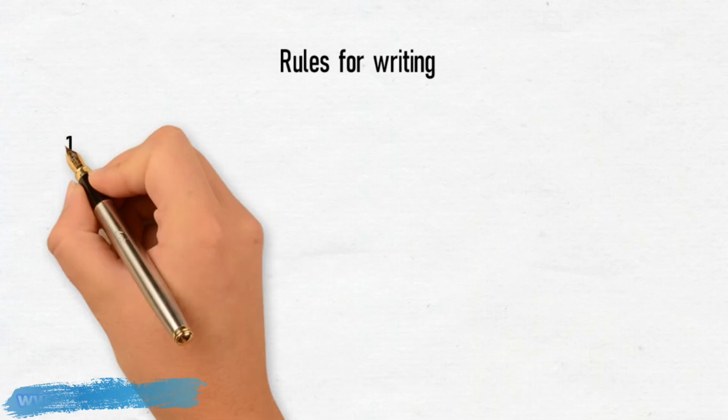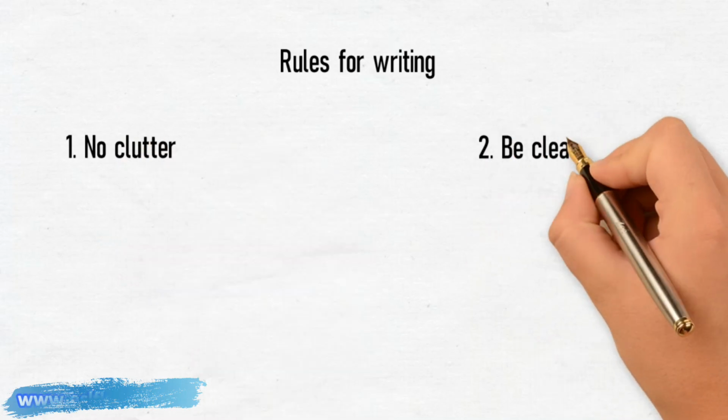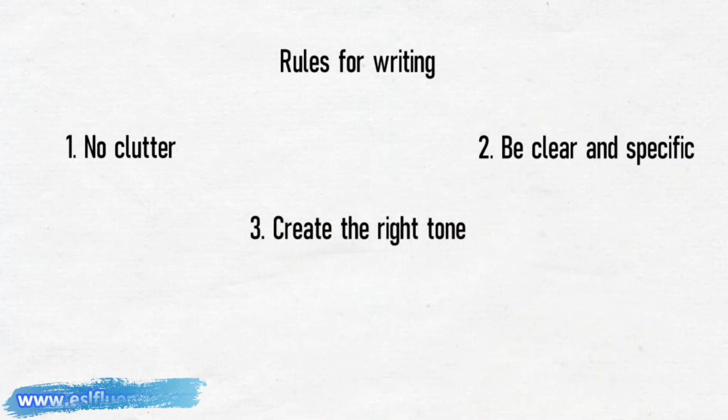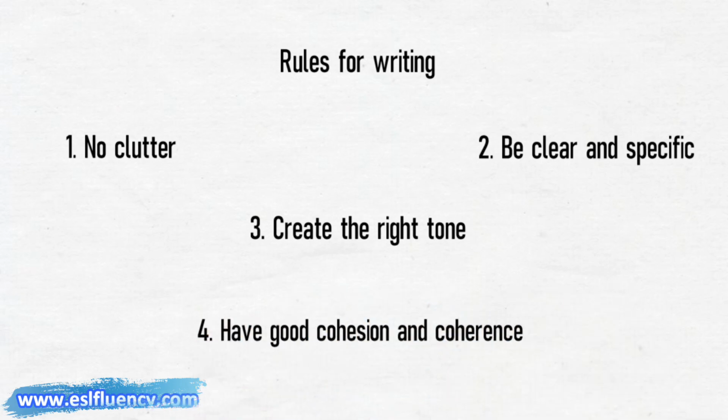So far we have covered 3 rules for writing. Rule number 1, no clutter. Number 2, be clear and specific. And number 3, create the right tone. In this video, we are going to discuss the 4th rule. Have good cohesion and coherence in your writing. Good cohesion and coherence are what make your writing logical and easy to understand.